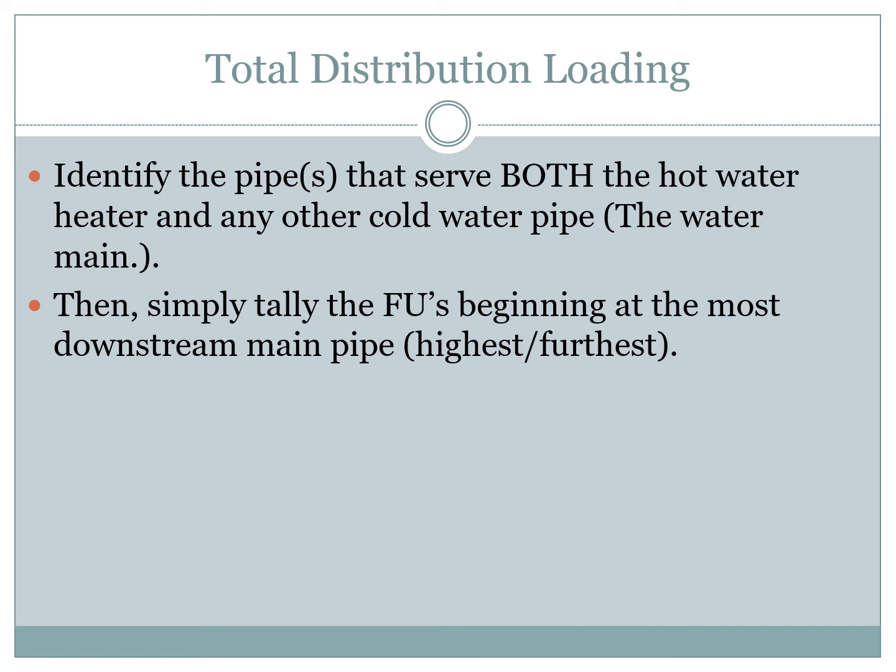Anyways, total distribution loading. So for this one here, we just have to identify the pipes that serve both the hot and the cold. So both of them. So essentially the water main. If you can find the water main to a building that goes all the way to the branch for the water heater, you're good. Then you simply tally those FUs beginning at the most downstream main pipe, or the highest and furthest. So you go to the furthest point in the house, like drainage, and you come backwards.